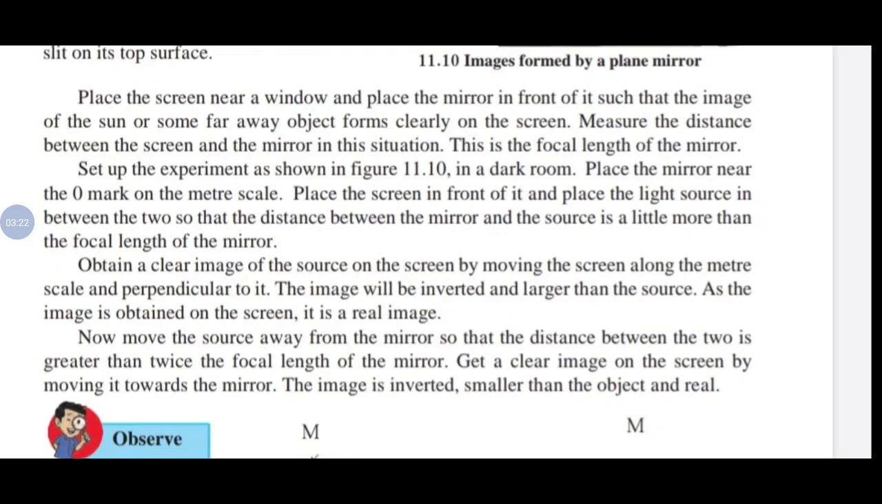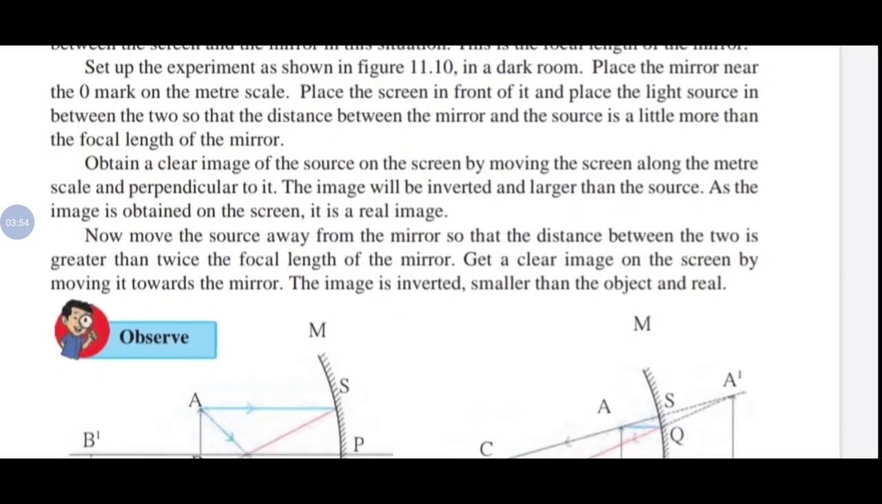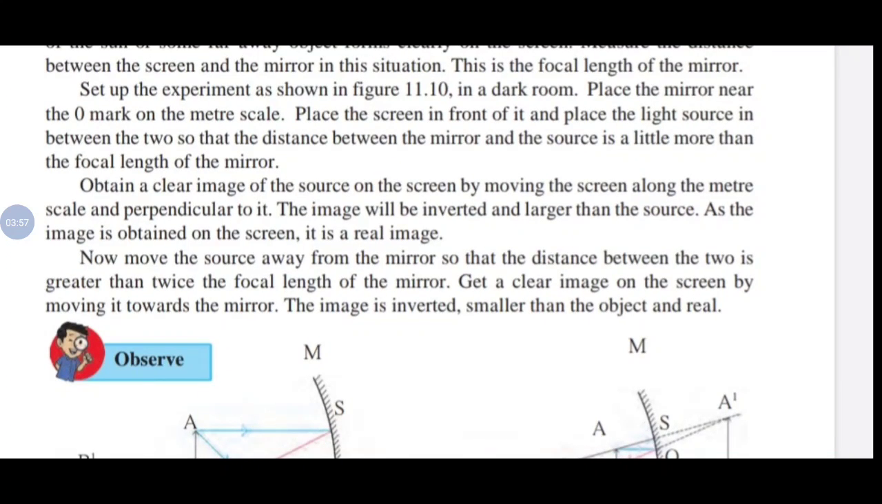As the image is obtained on the screen, images obtained on the screen are called what? Real images. So here a real image is formed. Now move the source away from the mirror so that the distance between the two is greater than twice the focal length of the mirror. Get a clear image on the screen by moving it towards the mirror. So the image is inverted, smaller than the object, and obtained on the screen. So again the nature is real.